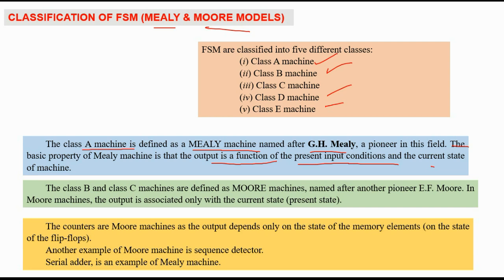And coming to class B and class C, they are defined as Moore machines, named after E.F. Moore. In a Moore machine, the output will be associated only with the current state. There are no inputs; the state of the machine acts as an input. Current state, present state.